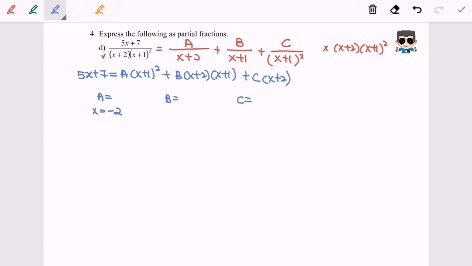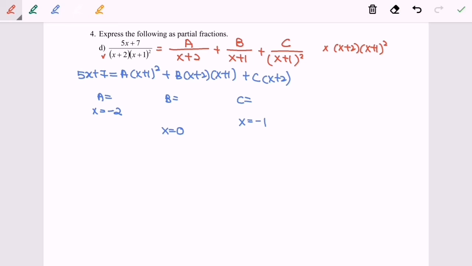In order to find c, we have to make sure that a and b become 0. Referring to the terms, do we have a common factor? In this case, the common factor is x plus 1. So we can substitute x equals negative 1, and a and b will become 0. For the final part, in order to find b, we can substitute any value, for example, 0.